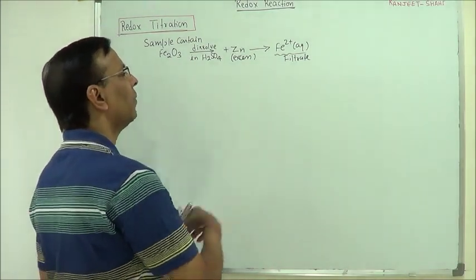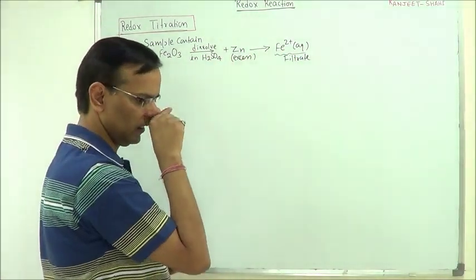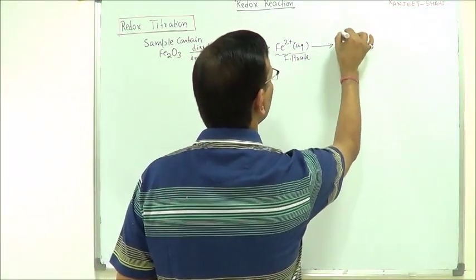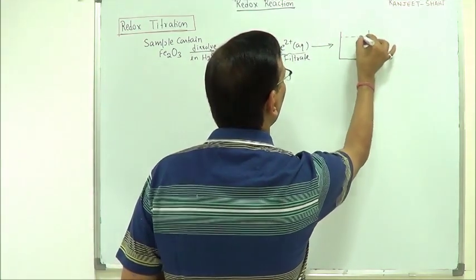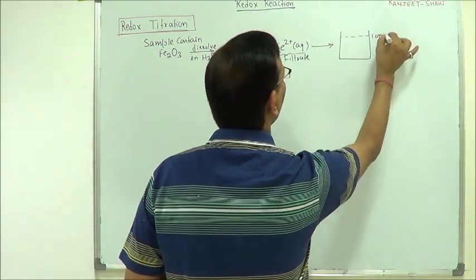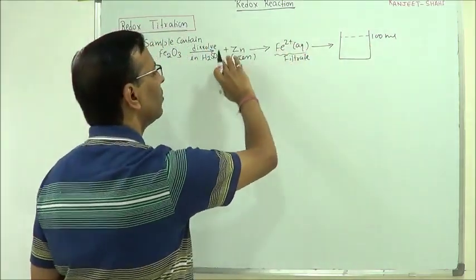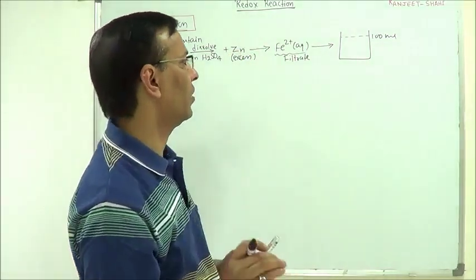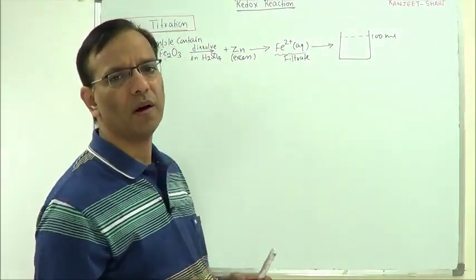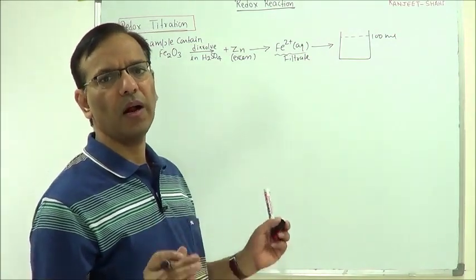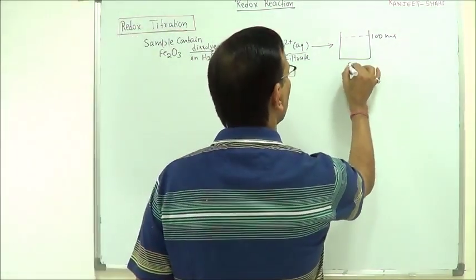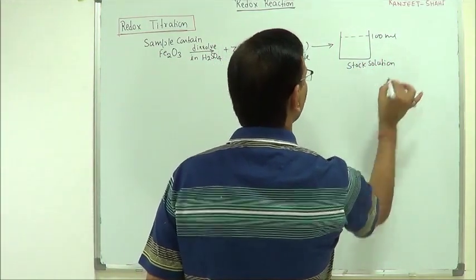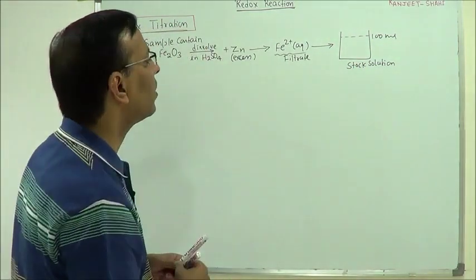By dilution, by adding water to this filtrate, we make a stock solution of known volume, say 100 ml. What we do? After filtering the filtrate, we dilute it to make up to the mark, and we have a marking of 100. So we have prepared 100 ml of stock solution.